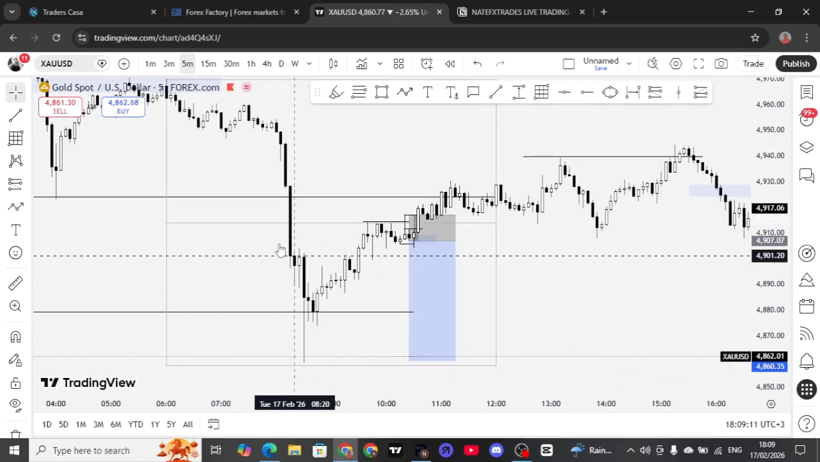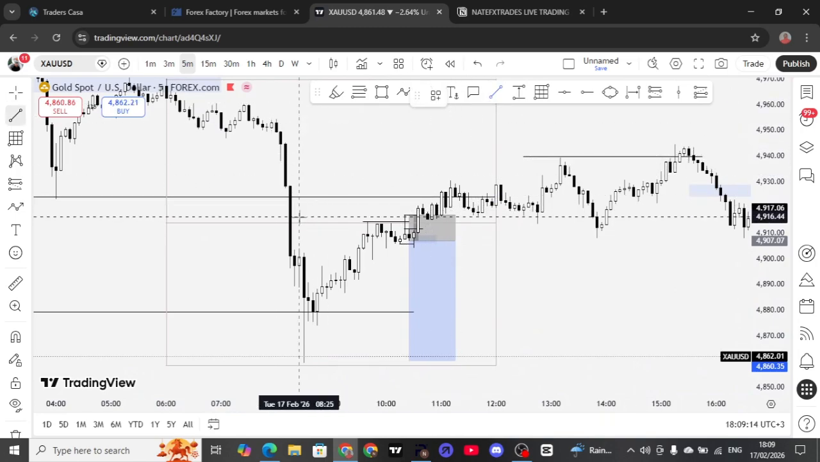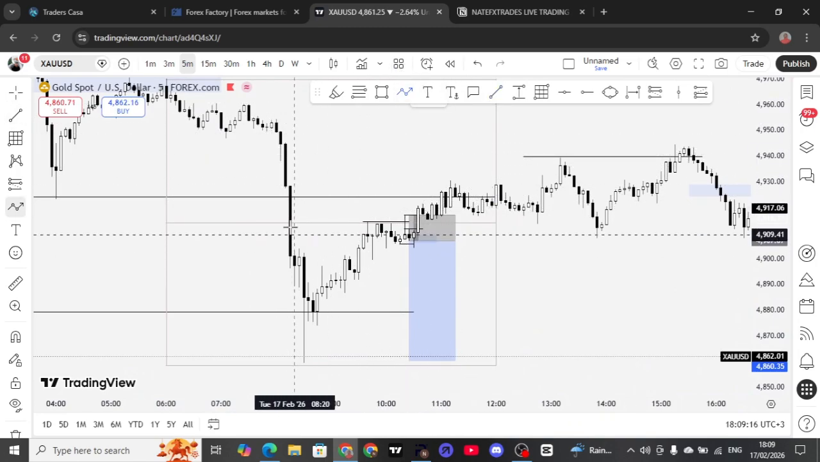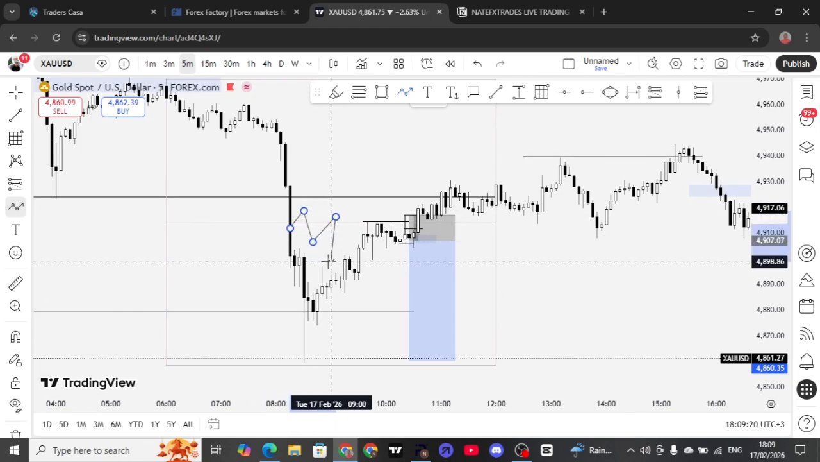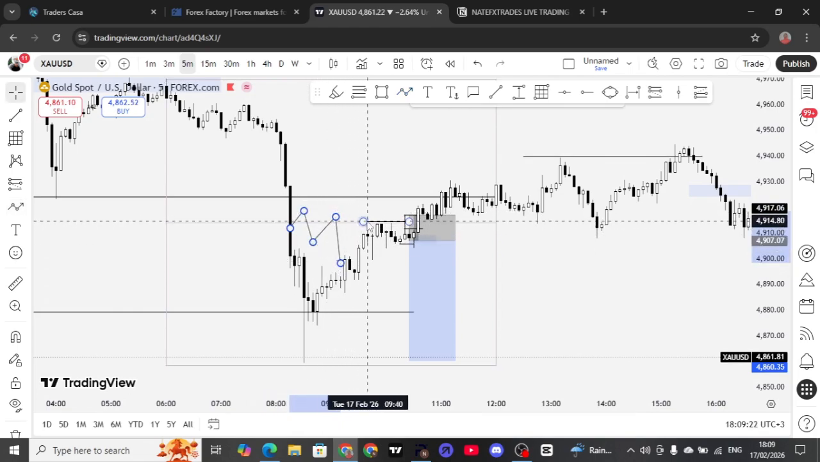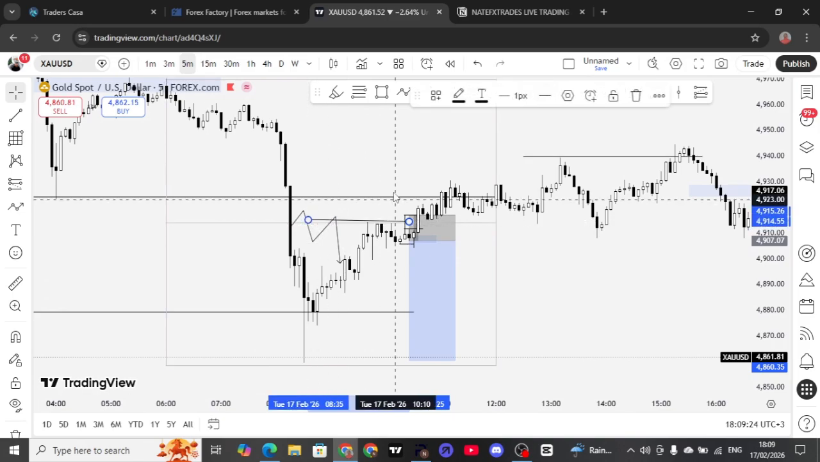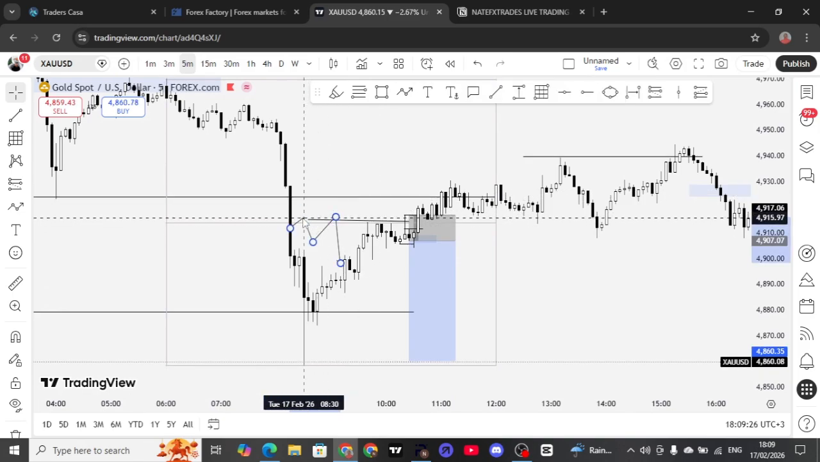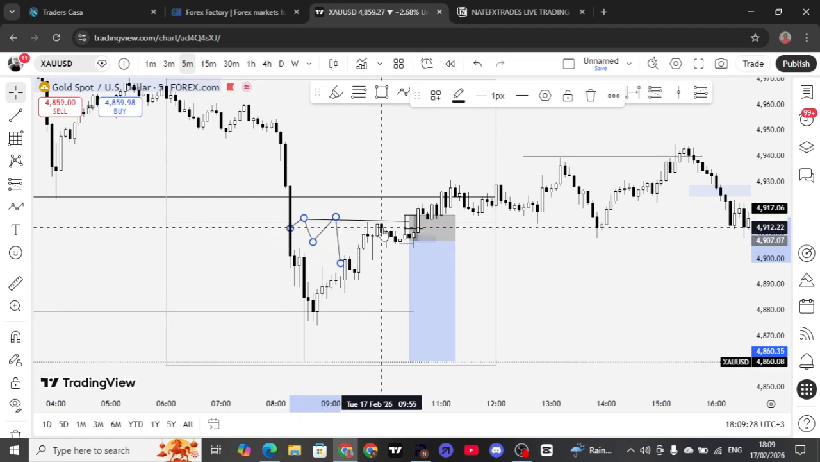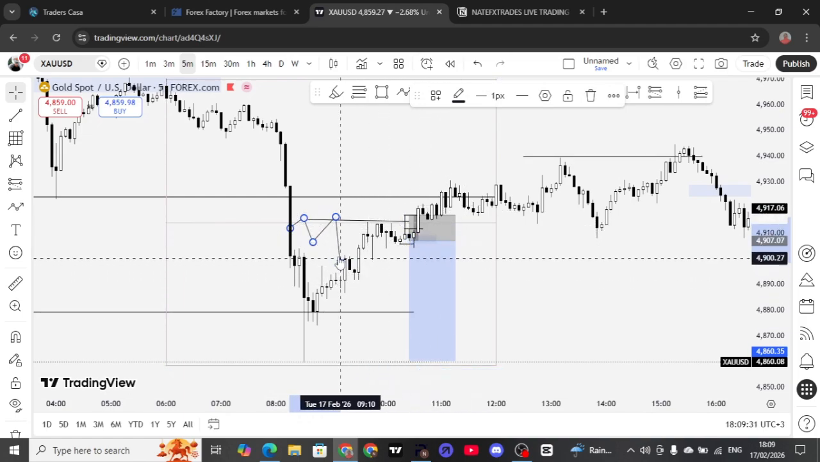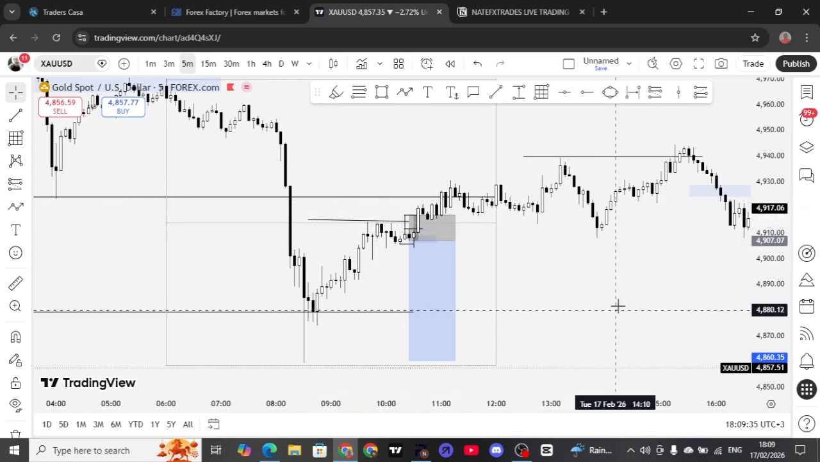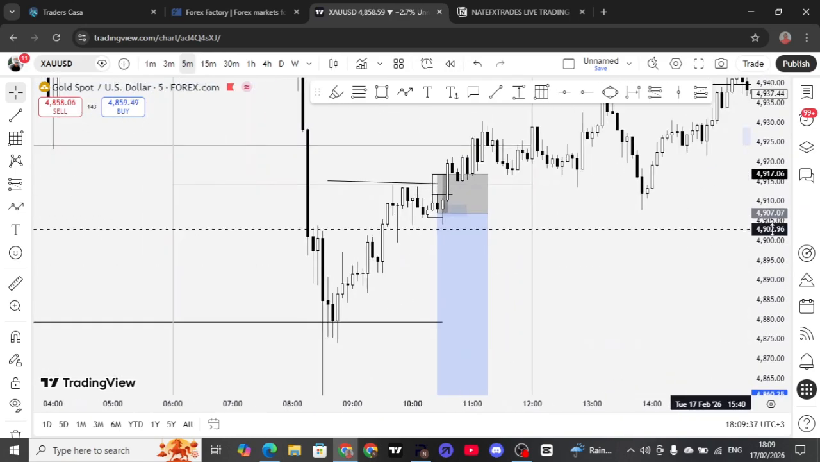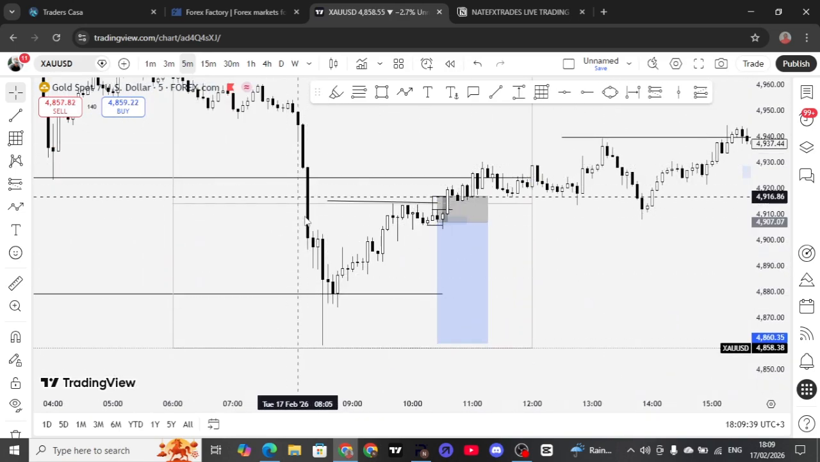Preferably, I would prefer some sort of liquidity on the left. Like for example, if there was liquidity on the left like this, and then the market just comes and sweeps it. Understand? The market comes and sweeps it and then starts to change structure. But even this is valid, only that it's not a high probability as compared to when liquidity is on the left.